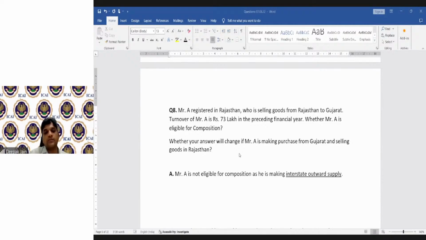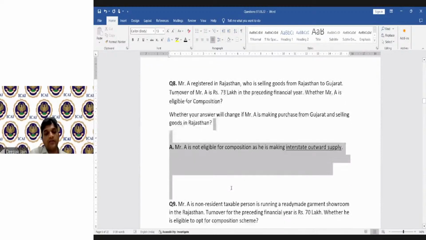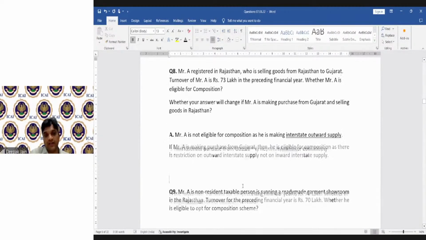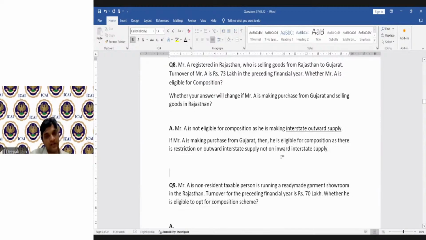Yes, then he is eligible because the restriction is on outward supply. There's no restriction on interstate purchase. If Mr. A is making purchases from Gujarat, then he is eligible for composition, as there is a restriction on outward interstate supply and not on inward interstate supply. He can make purchases from interstate, but he cannot make interstate supplies.